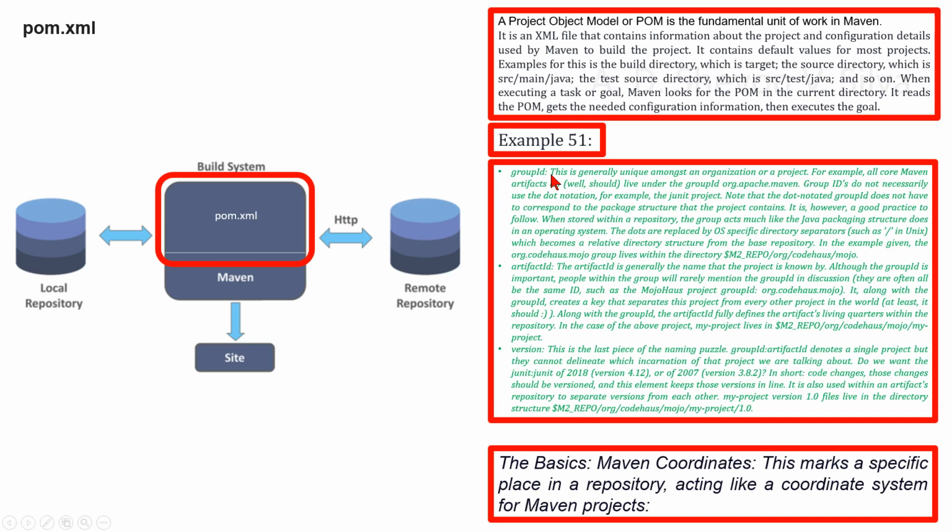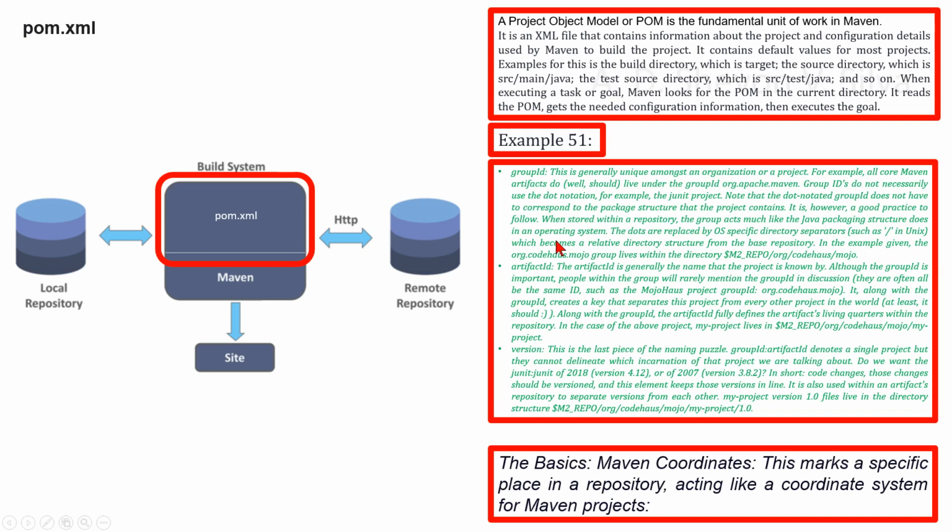When stored within the repository, the group ID acts much like the Java packaging structure does in an operating system. The dots are replaced by the OS-specific directory separator, such as / in Unix, which becomes a relative directory structure from the base repository. In the example given, the org.codehost.mojo group lives in the directory $m2_repo/org/codehost/mojo.